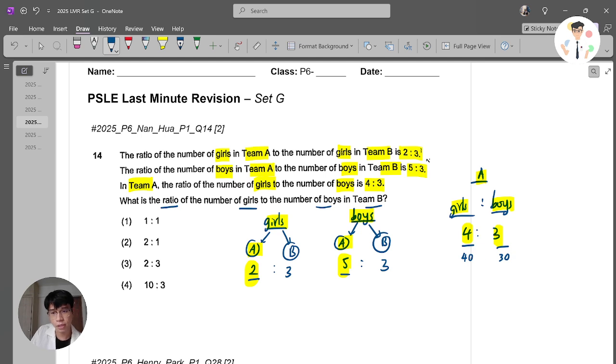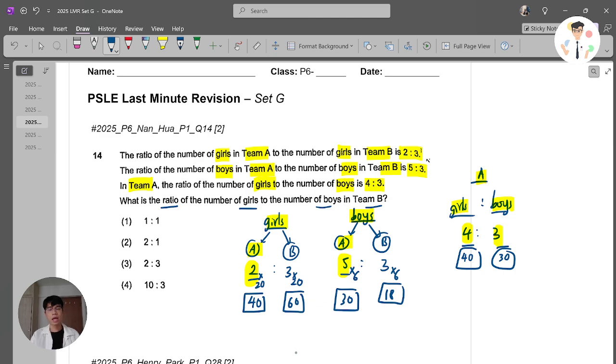Why? Because 40, I can times what? 20 here, right? 5, I can times what to become 30? 6, right? So if I multiply by 20 here, I need to multiply by 20 here. If I multiply by 6 here, I need to multiply by 6 here. And with that, I can get 40, 60, here will be 30, here will be 18, and here of course will be 40, 30, the same already. And with that, I can compare everything in the common ratio. Because here and here and here can't be compared together unless you make it into a common ratio.